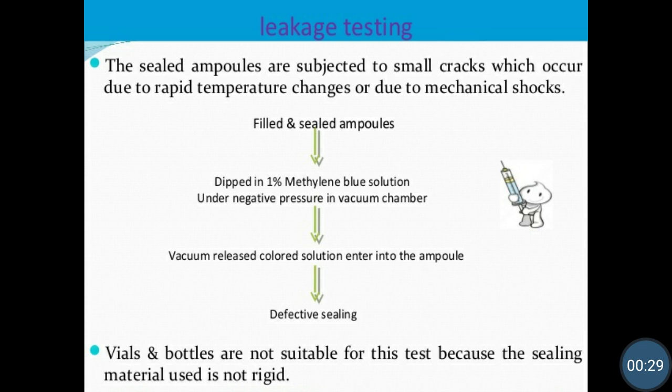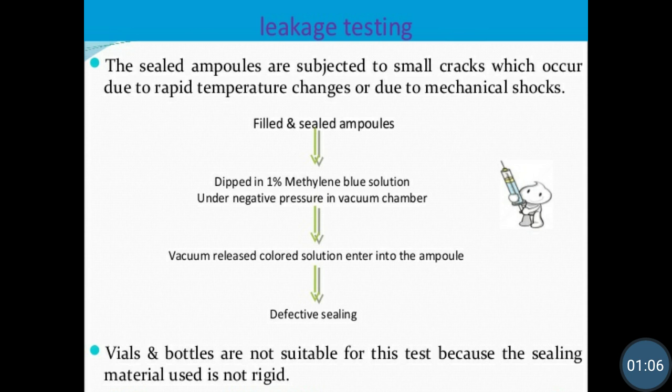In that we have seen the principle, which different steps are involved in sterility testing, and which are the different methods like the membrane filtration method and the direct inoculation method, that we have seen in detail in the previous lecture. So now in this lecture we will continue with the next type of evaluation test. So the first one is the leakage test.